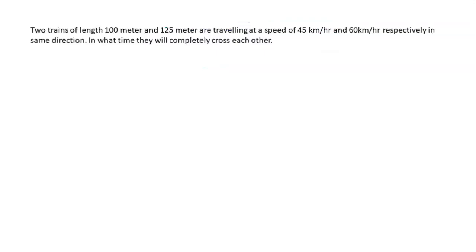Yes. Okay. Next question. Two trains of length 100 meters and 125 meters are traveling at the speed of 45 kilometers per hour and 60 kilometers per hour respectively in the same direction. What time will they completely cross each other? I think answer for this is 54. This is also solved. Okay.